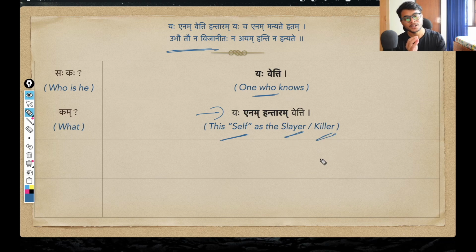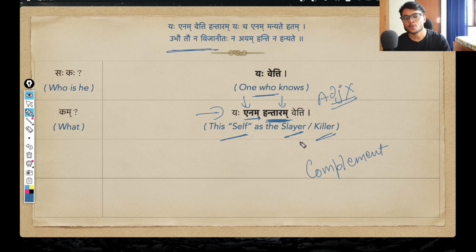And now there comes a very interesting thing that I want to mention here. You see this enam and hantaram. Usually we will see that this is a pronoun that is of course referring to some noun, and this here is the adjective, describing that this self is a killer. But there is a difference here, and the difference is this hantaram. This is not acting as an adjective. No, it is not an adjective here. It is rather an objective complement. We have our object here, that is enam, referring to this self, and this hantaram is acting like an objective complement of it. So there is a difference between what is an adjective and what is a complement.